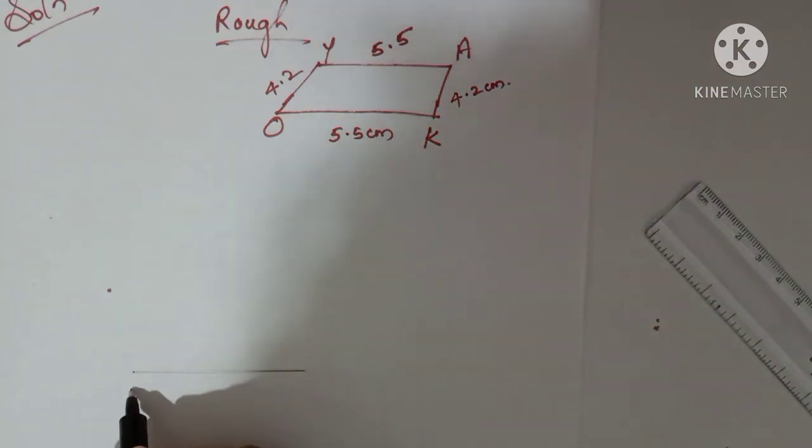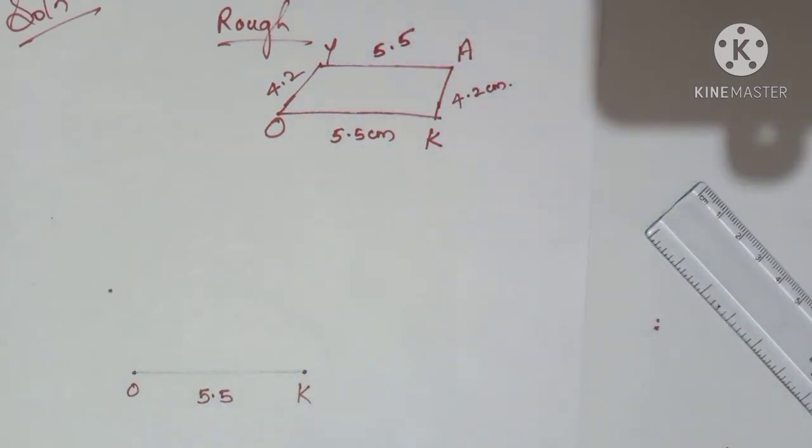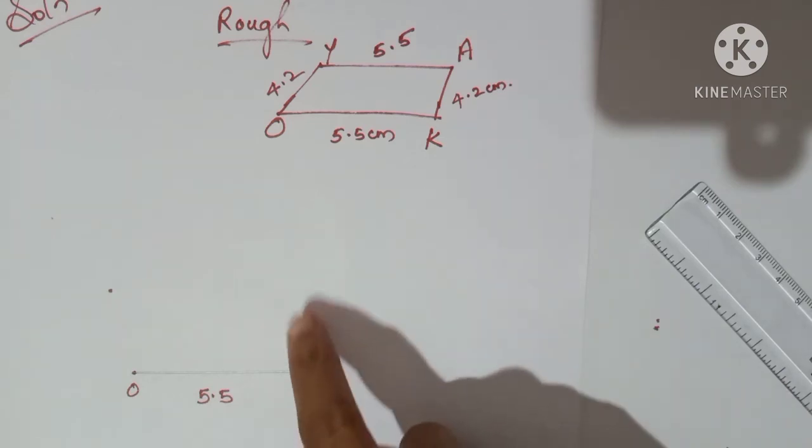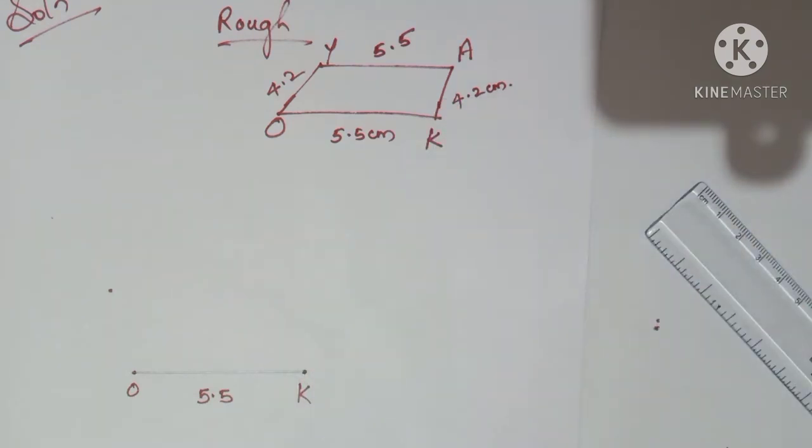Name it as O and K. What is the measurement? 5.5 centimeter. So next thing, what you're going to do? Here they did not give any angles. So then how will you draw 4.2? We want to cut an arc, right? But no angles are given. So what will you do? You are going to draw the parallel line.